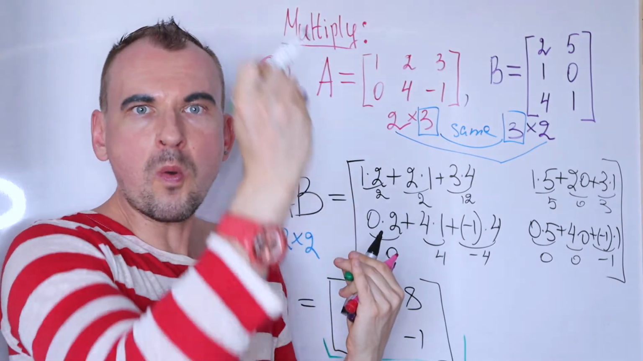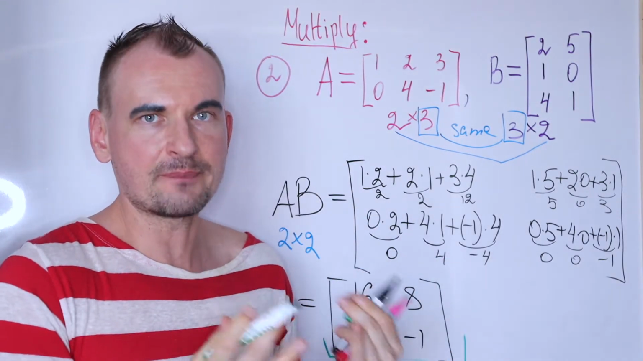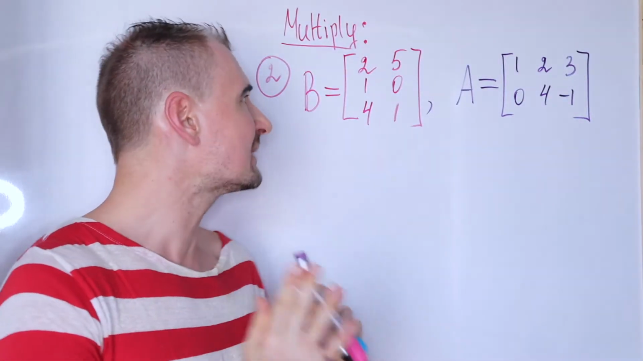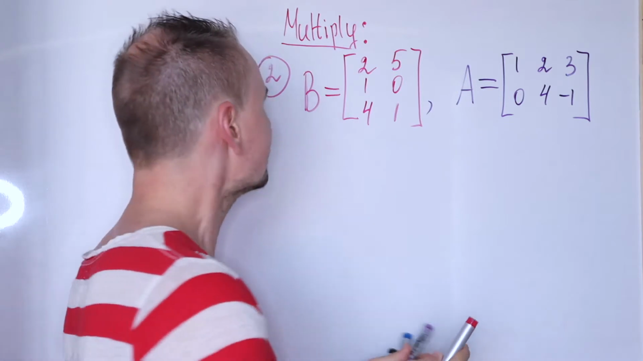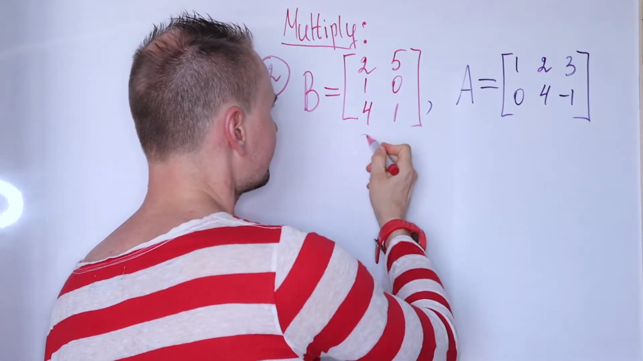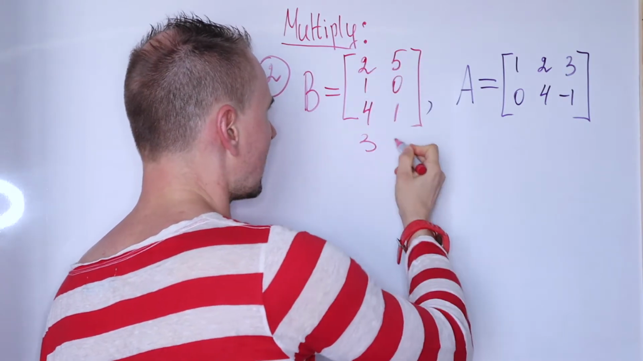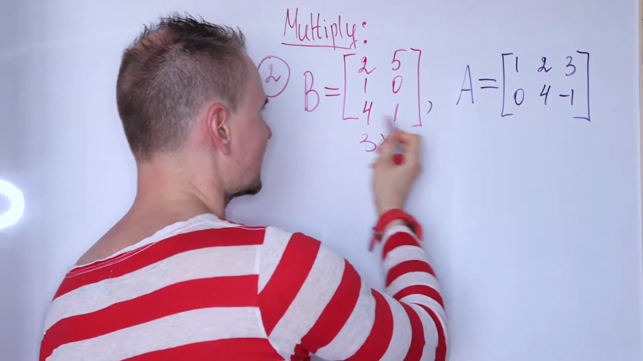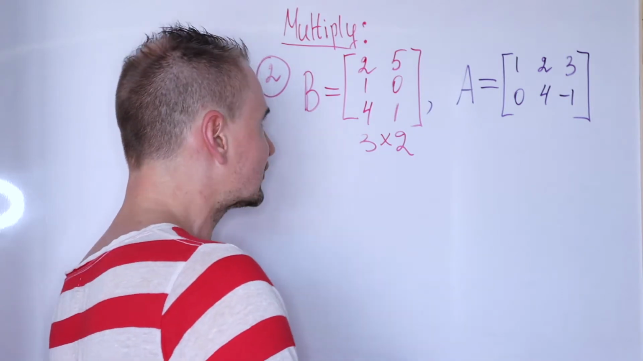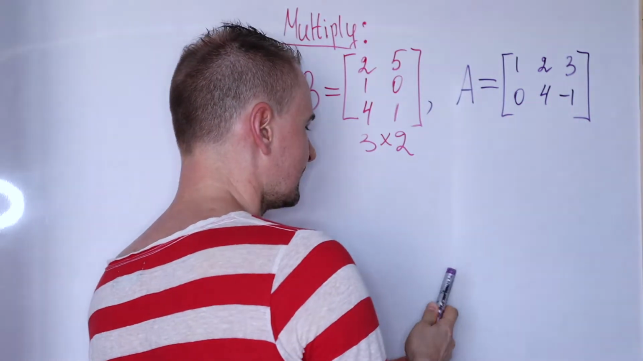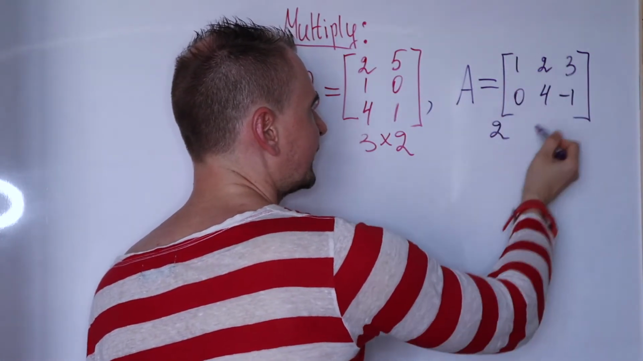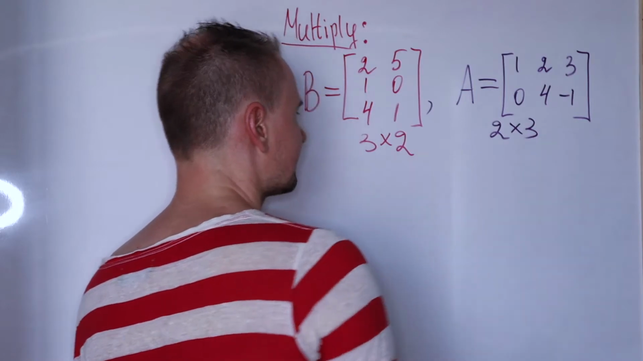So row by column and add up the corresponding products. Now let's switch the order and multiply them in the reverse order. So matrix B has 3 rows, 1, 2, 3, and it has 2 columns, 1, 2. So it has size 3 by 2. Matrix A has 2 rows, 1, 2, and it has 3 columns, 1, 2, 3. So the size is 2 by 3.